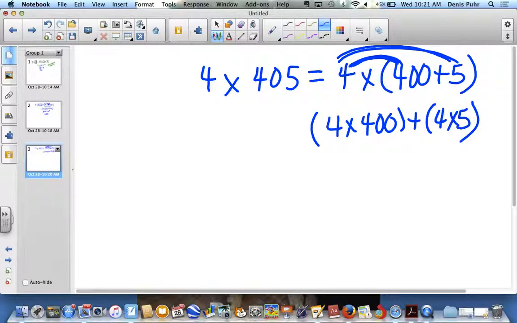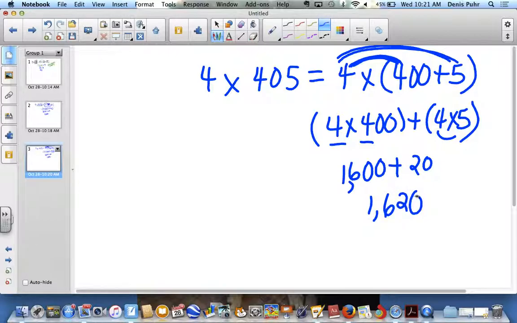Then you multiply each of the numbers in the parentheses. 4 times 4 is 16. Bring down the 2 zeros. Plus, the 4 times 5 is 20. And you add them all up, you get 1,620. Okay? This is called the distributive property. It is in your Pearson notebook. You can look it up online, and it can be found under section 3-3 on Pearson. There are videos for you to watch.